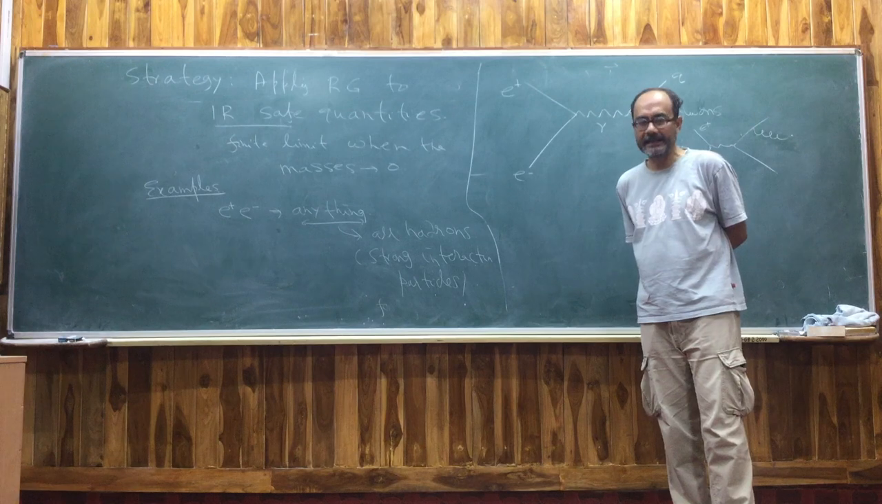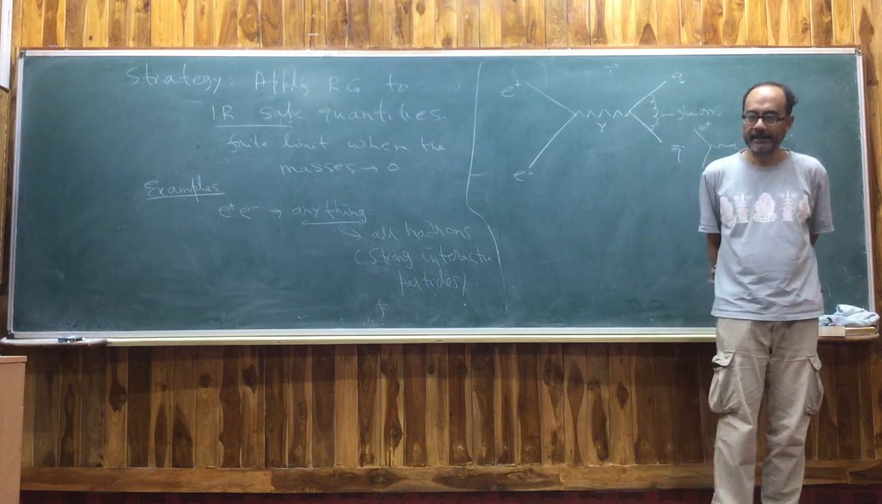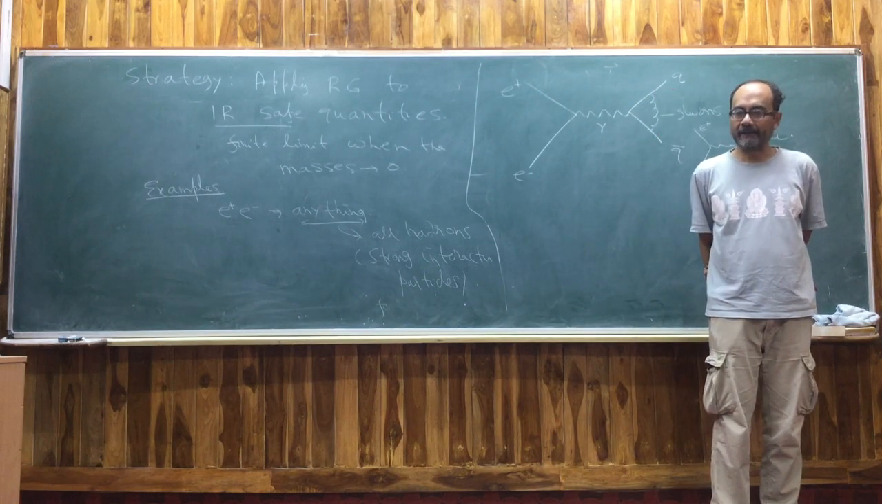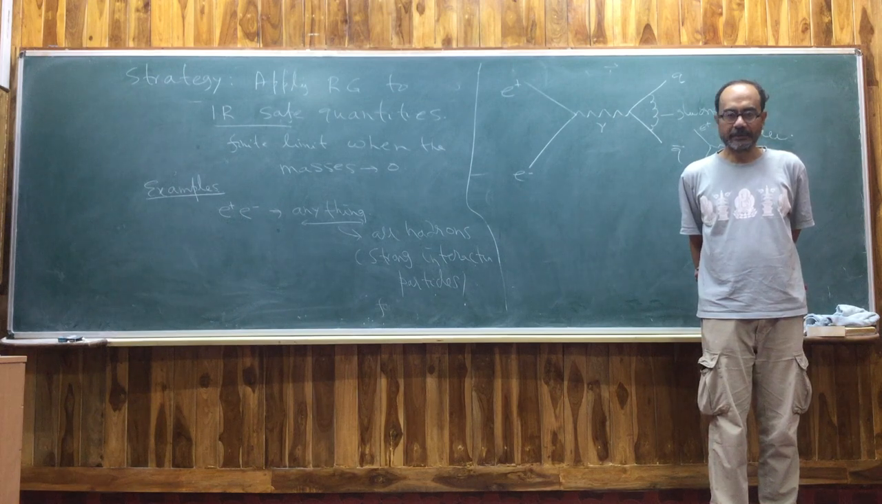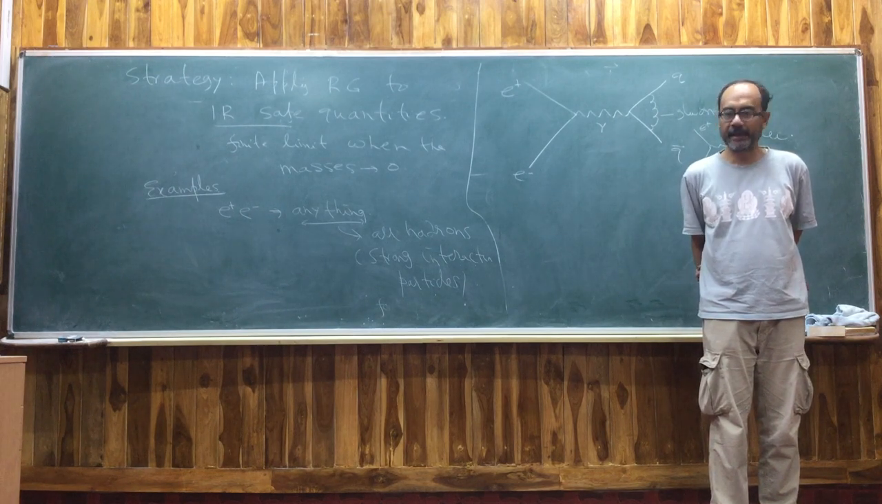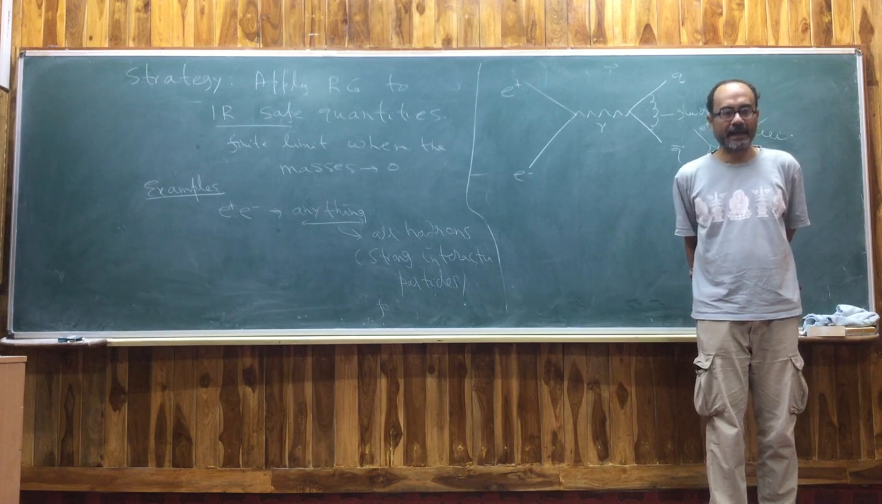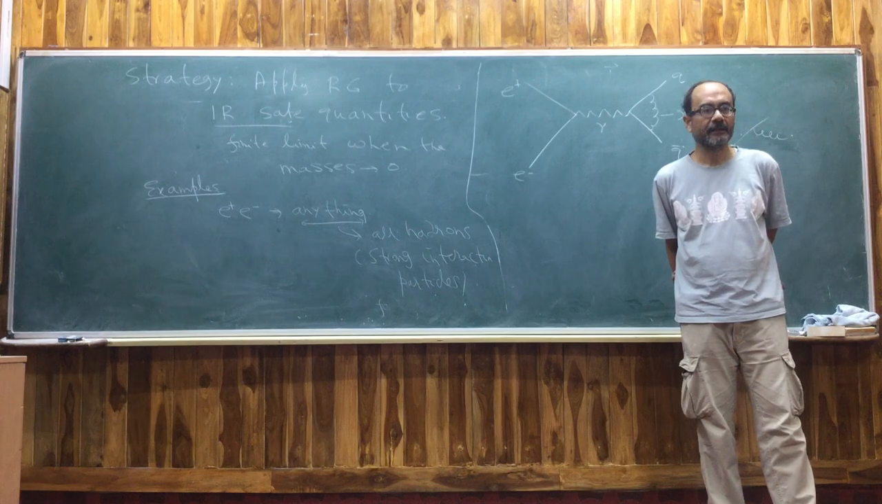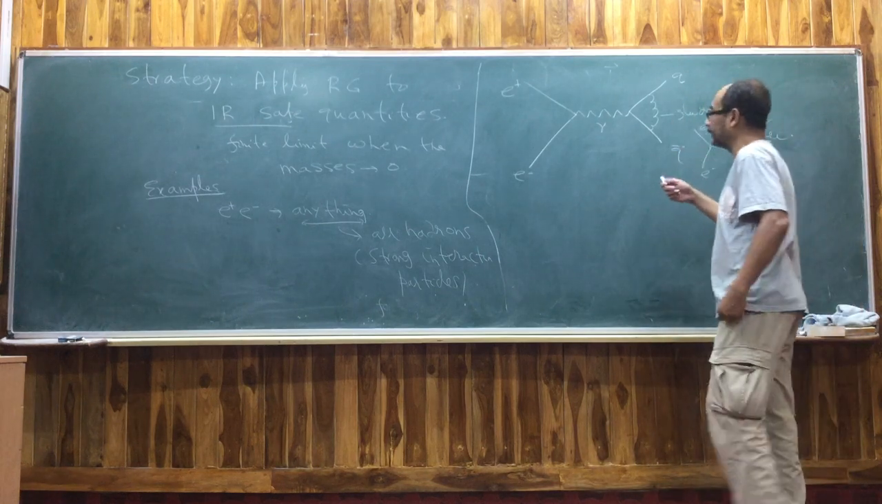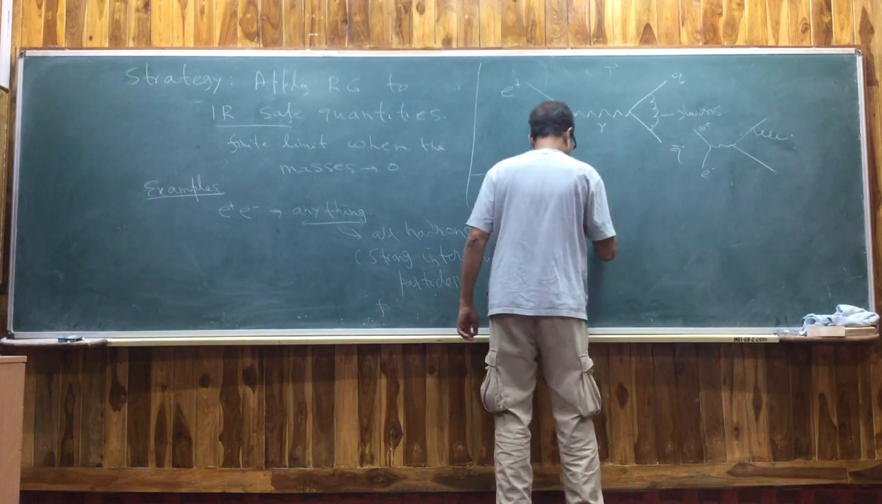The right hand side involves E plus E minus going to anything, but calculated at a value of the coupling, which is G bar. The QCD coupling has gone to G bar, and G bar is small, because you have taken lambda to be large. So what diagram will you have to calculate? Only the first one. You will just calculate this.